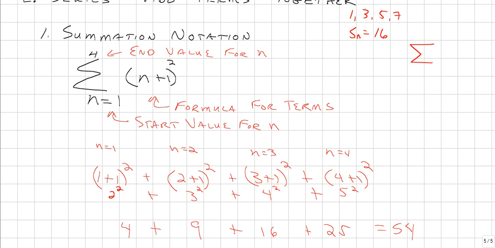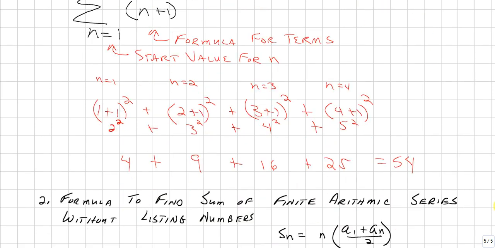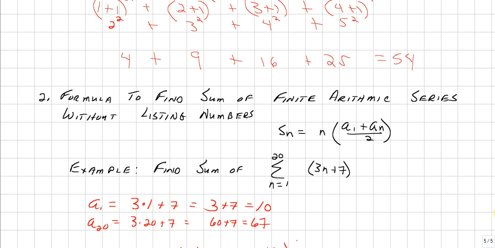And then lastly, n is equal to 4. That's my stopping point. So if I plug 4 into this, 4 plus 1 squared would be my last term. So I would have 2 squared plus 3 squared plus so on and so forth. And 2 squared is 4, 3 squared is 9, 4 squared is 16, and 5 squared is 25. So I would add those all together and I would get 54.